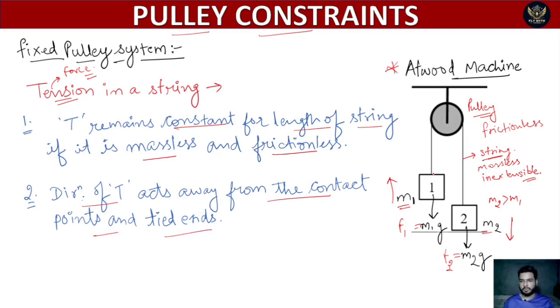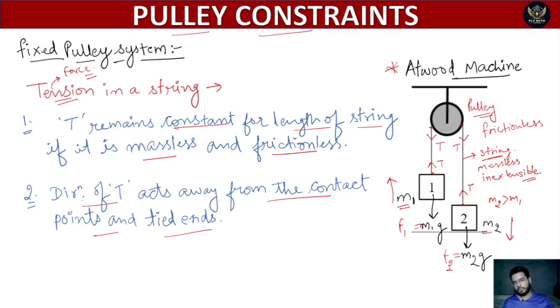For example, this is the first contact point, where the string is in contact with this mass, and this is the second contact point. This one is also in contact with the pulley, and this one is also in contact with the pulley. At those points the tension, that force, is acting away. Similarly, at that point the tension is acting away, and at that point it is acting away, and it is constant here.